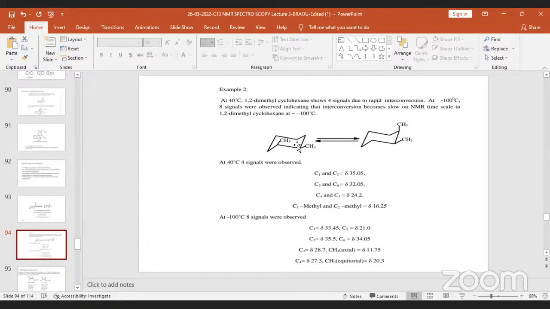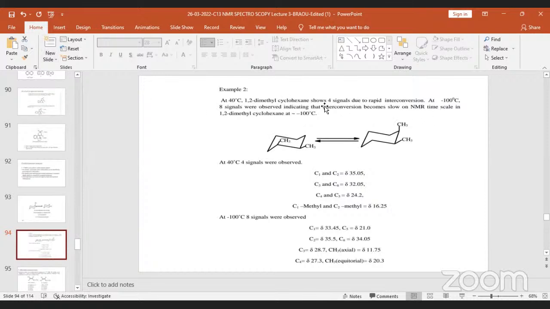Here also there will be rapid interconversion, and one is axial and the other one is equatorial. So equatorial becomes axial, axial becomes equatorial. Actually, this also is looking like equatorial. It is not equatorial, it's a drawing problem. It is axial. Okay, axial becomes equatorial, equatorial becomes axial.